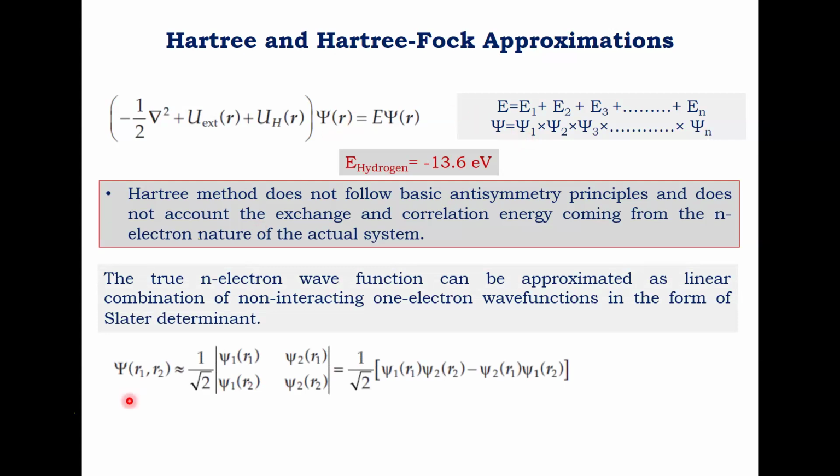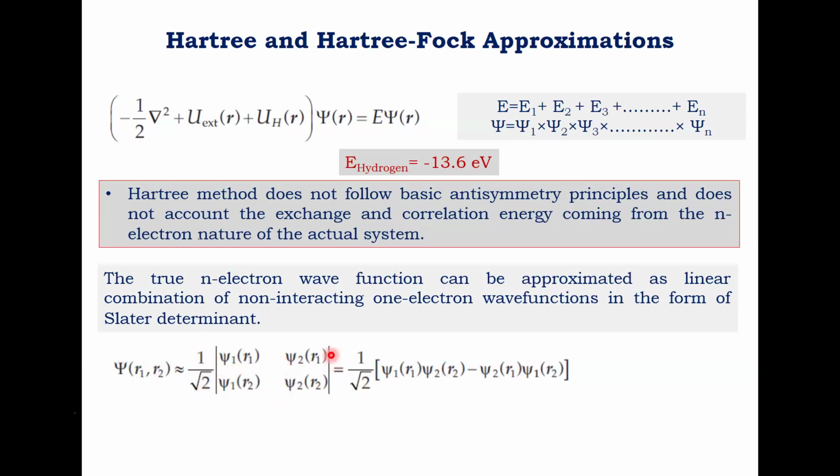Okay, so the Slater determinant is like this. If you want to write the Slater determinant for a two-electron system, psi(r1, r2), it can be written like this: psi 1(r1) is the wave function for the first electron, which is positioned at r1. Psi 2(r1) is the wave function for the second electron, positioned at r1. Psi 1(r2) is the wave function for the first electron, positioned at r2. And psi 2(r2) is the wave function for the second electron, positioned at r2. This is how we can write the two electron Slater determinant. Okay, 1 by root 2 is basically the normalizing factor.